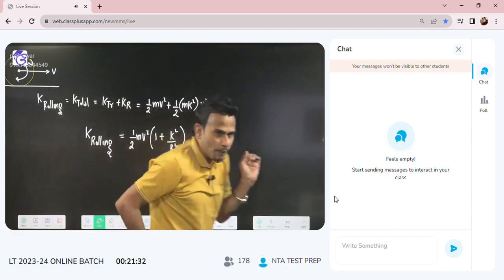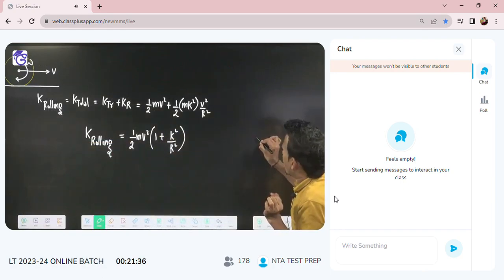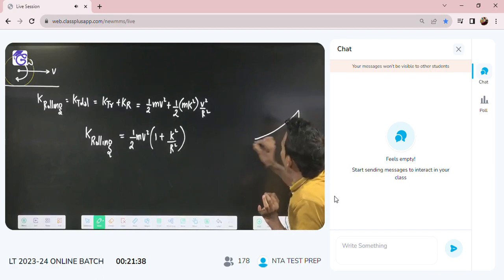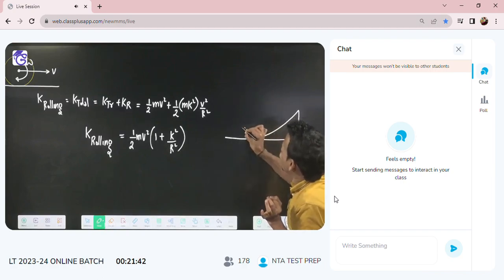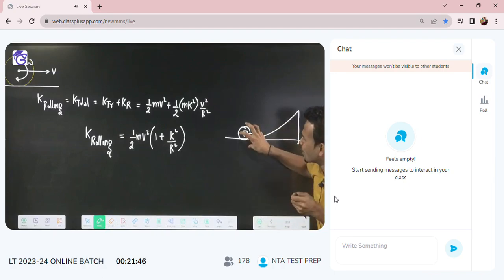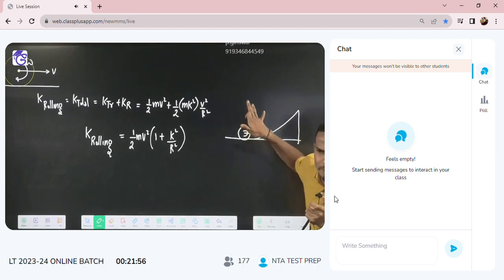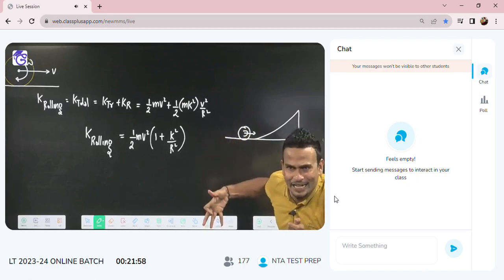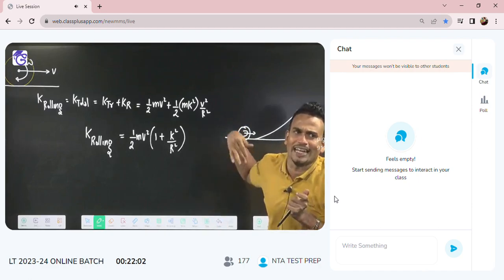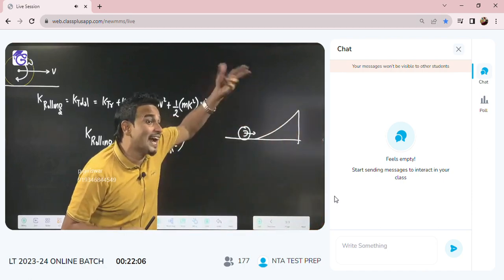Now assume tomorrow this body, which was rolling, suddenly started climbing on a hill. For example, right now this body is rolling. Tomorrow this body started going up a hill. As the body goes up, its speed will decrease. If its speed decreases, its kinetic energy will decrease. Can you tell me where that kinetic energy will go? If this rolling body started going upward, where will that kinetic energy go?